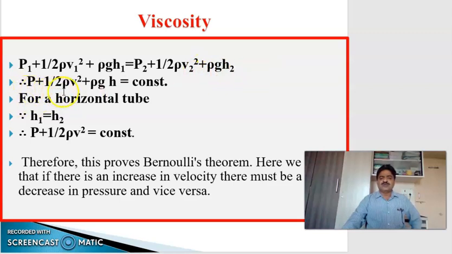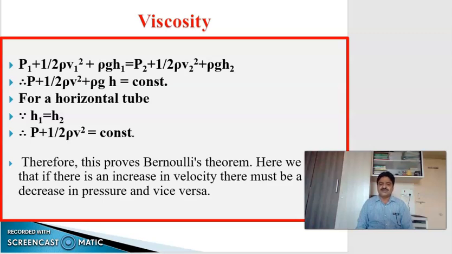Therefore, P plus half rho v square plus rho g h is equal to constant. For a horizontal tube, h1 is equal to h2. Therefore, P plus half rho v square is equal to constant. It means the sum of the pressure and kinetic energy remains constant. Therefore, this proves Bernoulli's theorem.